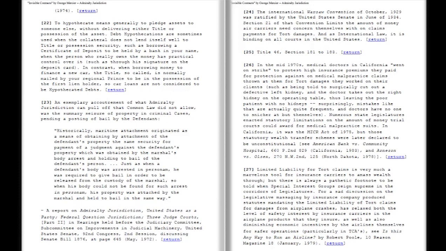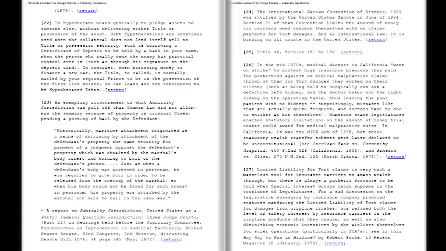In the mid-1970s, medical doctors in California went on strike to protest the high insurance premiums they paid for protection against medical malpractice claims thrown at them for tort damages. They worked on their clients, such as being told to surgically cut out a defective left kidney, and the doctor takes out the right kidney on the operating table, thus leaving the poor patient with no kidney. Surprisingly, mistakes like that are actually quite frequent, and doctors have no one to snicker at but themselves.